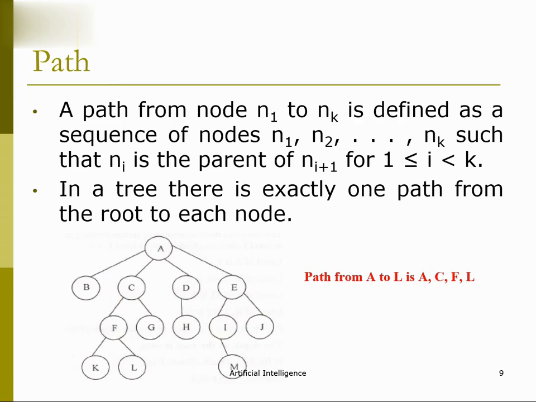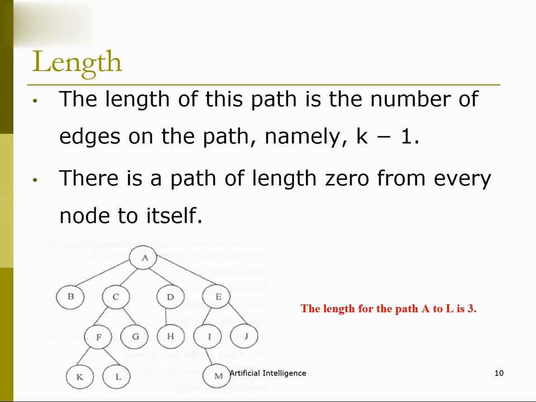A path from a particular node N1 to Nk is defined as the sequence of nodes N1, N2 till Nk. For example, the path from A to L will be defined like this: A to C, C to F, and F to L. So this is the path for reaching L from A. And the length of the path is the number of edges on the path. In the same tree, let us consider the path A to L. It will have a length of 3: A to C is 1, then C to F is 2, then F to L is 3. So totally 3 edges are there.